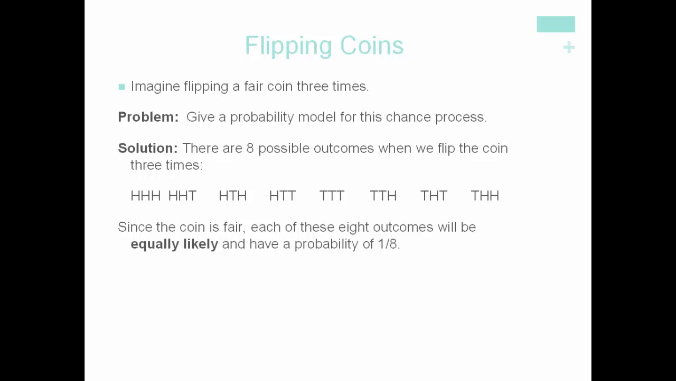Imagine flipping a fair coin 3 times. Give a probability model for the chance process. There are 8 possible outcomes when we flip the coin 3 times. They are listed below. Since the coin is fair, each of the 8 outcomes will be equally likely and have a probability of 1 out of 8.